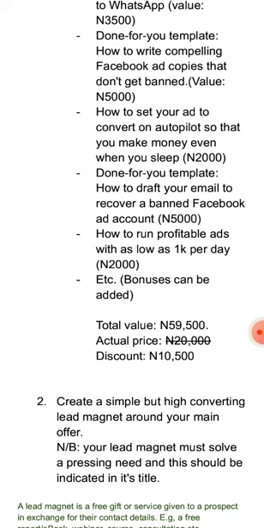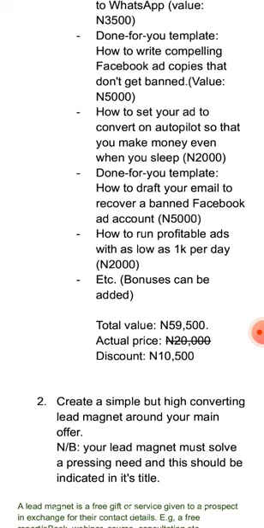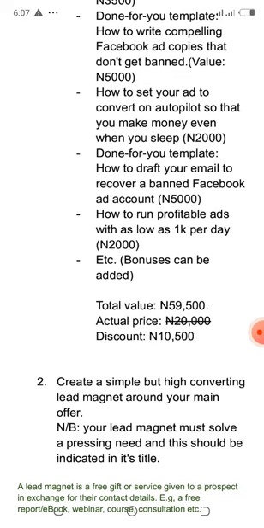A lot of persons are selling hair. A lot of persons are selling clothes online. So how do I stand out? What makes me different? What makes my business, what makes my brand different? That is what you need to ask yourself, and sit down, draft out your copy, and make sure you write every single thing you're offering to them.